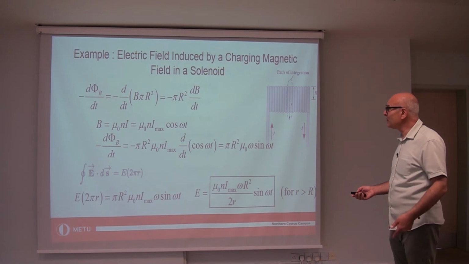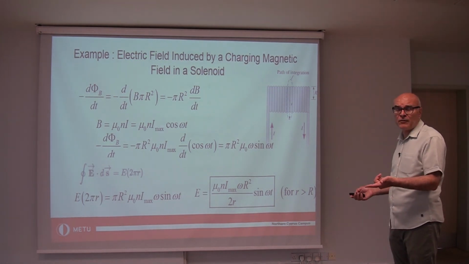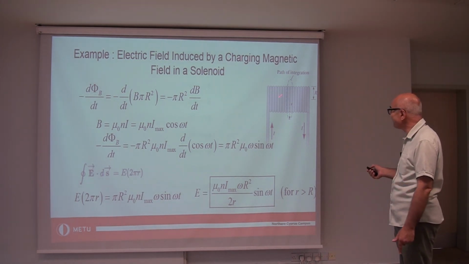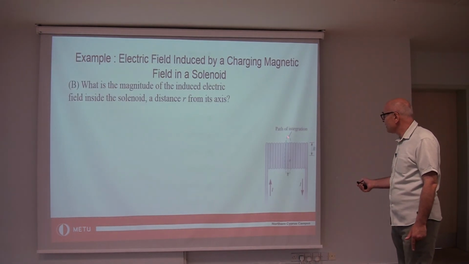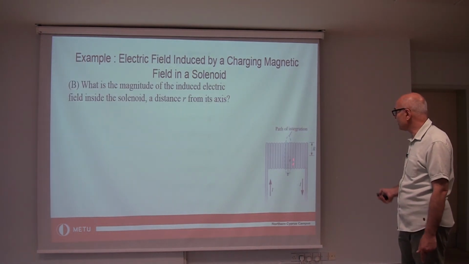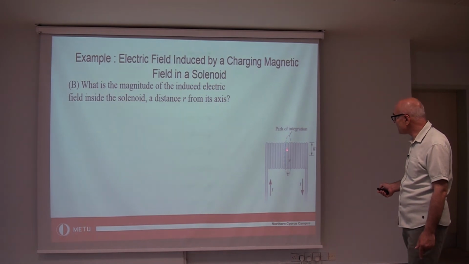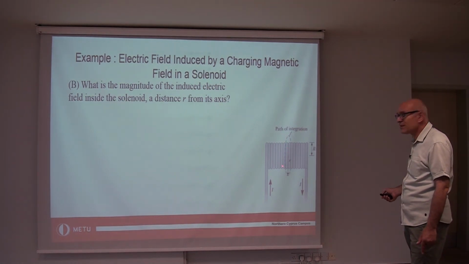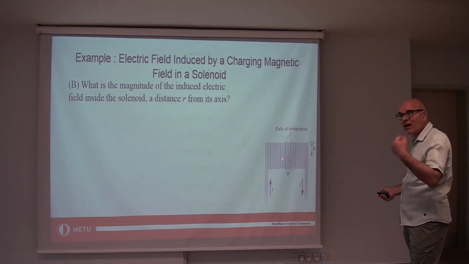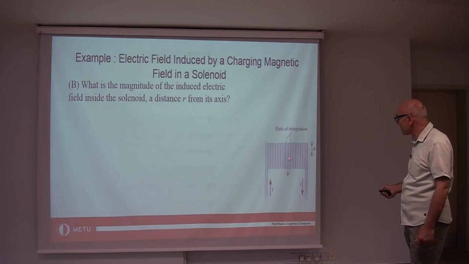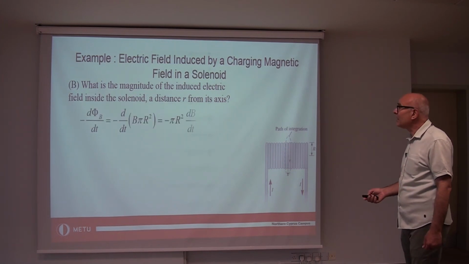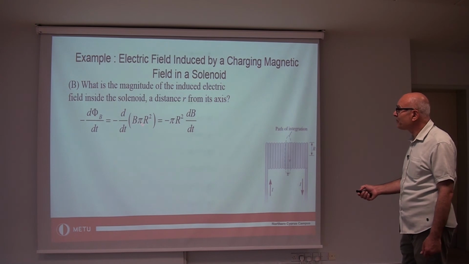Now, the next calculation would be to find the electric field inside the solenoid. This path is wrong. It must be a path within the solenoid, because I want to find the induced electric field at points inside the solenoid, r less than capital R. So this loop should be a circular loop, but inside the solenoid. I do exactly the same thing.